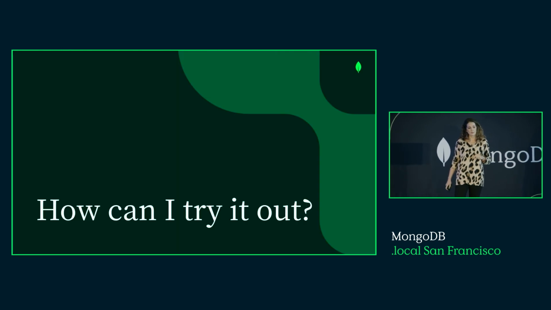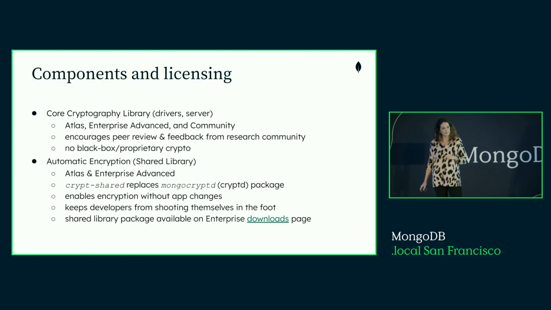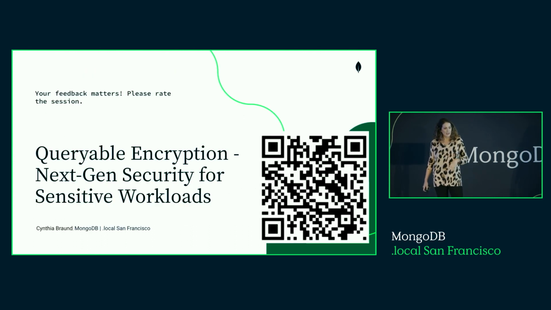Apply for both. And how can you try it out? 6.0 server, you have to have a Queryable Encryption aware driver. Like I said, we have that new shared library that if you have Atlas or Enterprise Advanced, you can use. If you want to use what we call Explicit Encryption, where you actually do change your application, that's Atlas, Enterprise Advanced, or Community. And that is it.